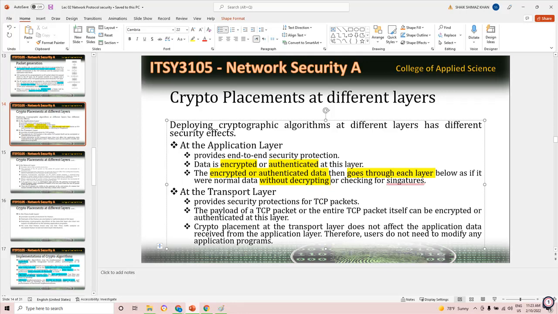So next point is the encryption or authentication can be done at the transport layer also. If you do the security at the transport layer, it provides security for TCP packets or segments.